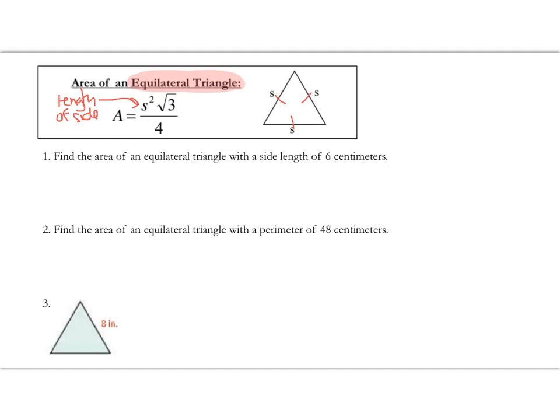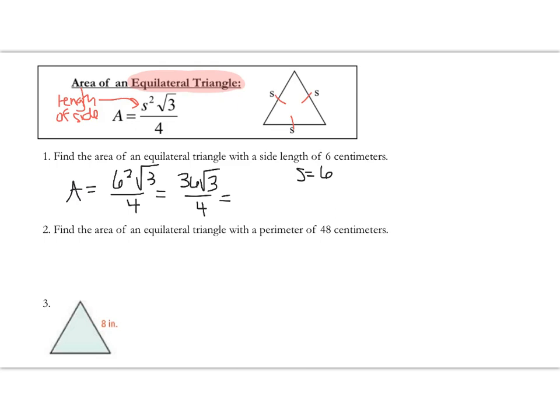So in number 1, it says find the area of an equilateral triangle with a side length of 6. So that is telling me that S equals 6. So I'm just going to plug that straight into the formula. 6 squared radical 3 over 4. Order of operations says I need to do the exponent first, so that's 36 radical 3 over 4.